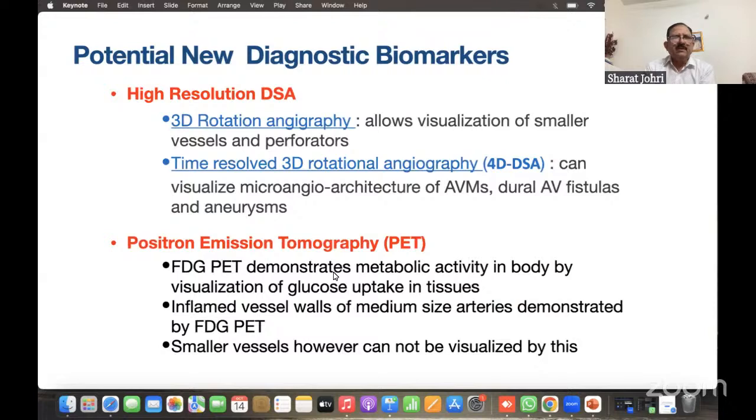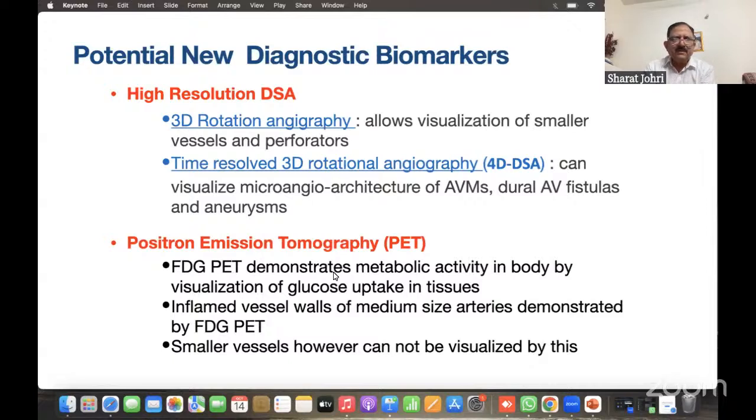Then I told you that, apart from high resolution dark blood MRI angiography, we can also do a 3D rotation angiography, which allows visualization of smaller caliber vessels and perforators. And damage to these smaller vessels can also be demonstrated by 3D rotation angiography. There is also something called 4D DSA, which is time-resolved 3D rotational angiography, which visualizes the microangiographic structure of AVMs and AV fistulas. So these are being probed to see if we can use these modalities for diagnosis of primary angiitis of CNS, which is not picked up by conventional MRI or CT angio.